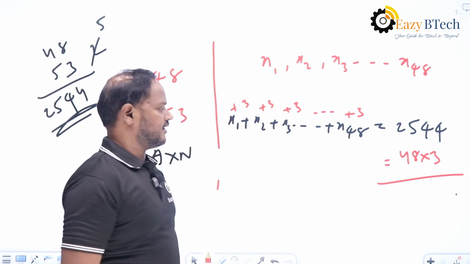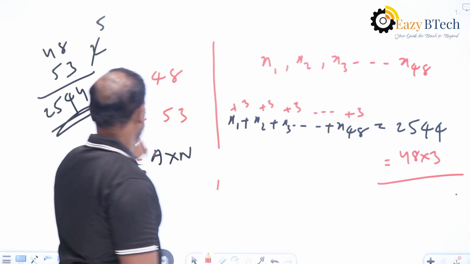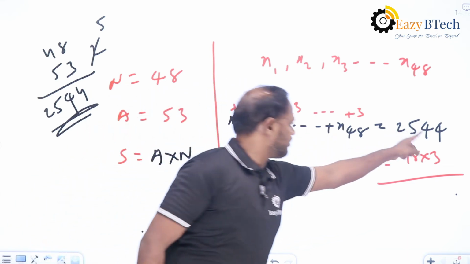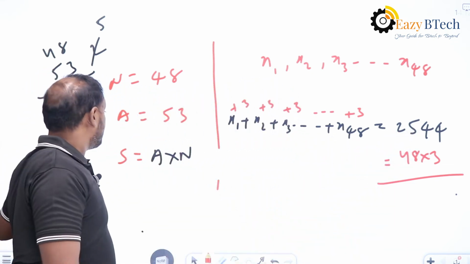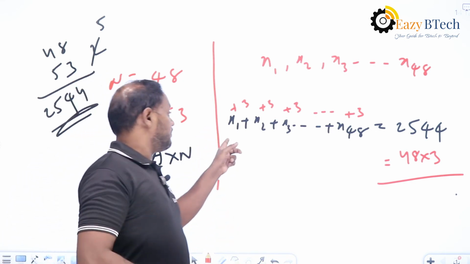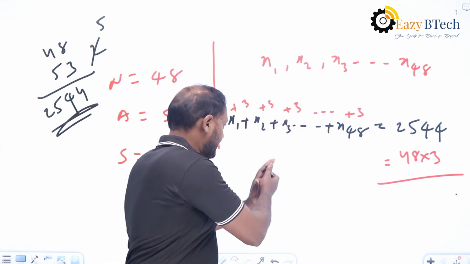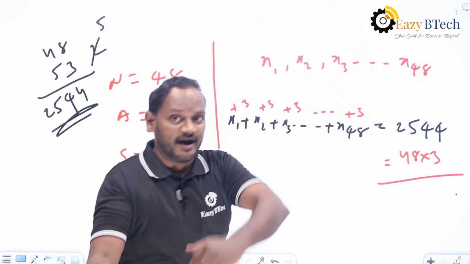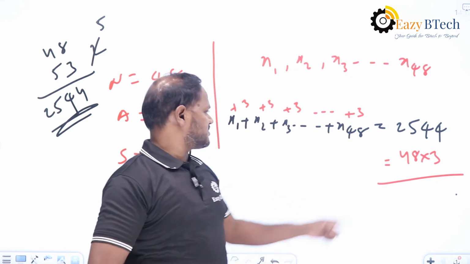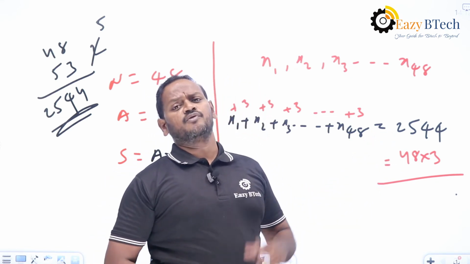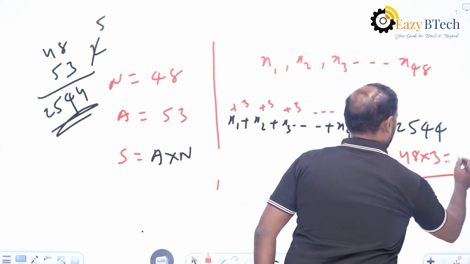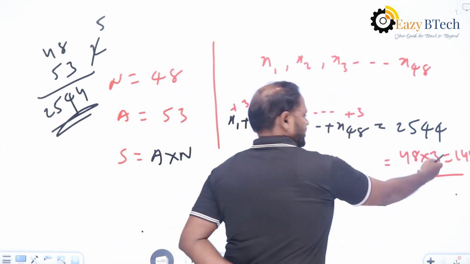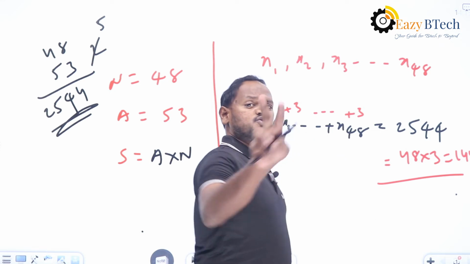Now after that, we can go for the average concept. Number of terms is 48, average is 53, and sum will be average into numbers, which is 2544. That is x1 plus up to x48, the sum of all 48 terms, total value 2544. Clear? If each number should be increased by 3, then 48 3s should be added. 3 40s are 120, 3 8s are 24; 120 plus 24 is 144. Extra 144 should be added to 2544.